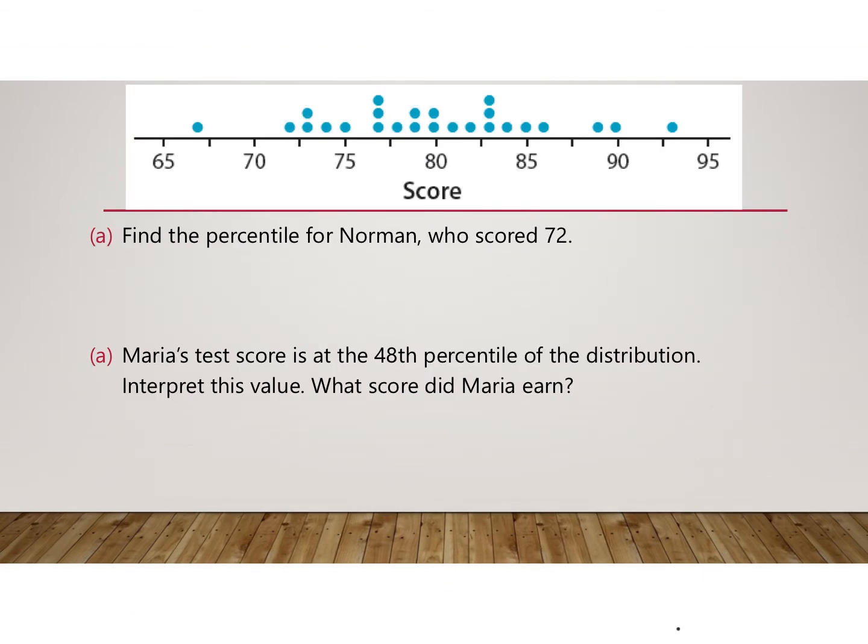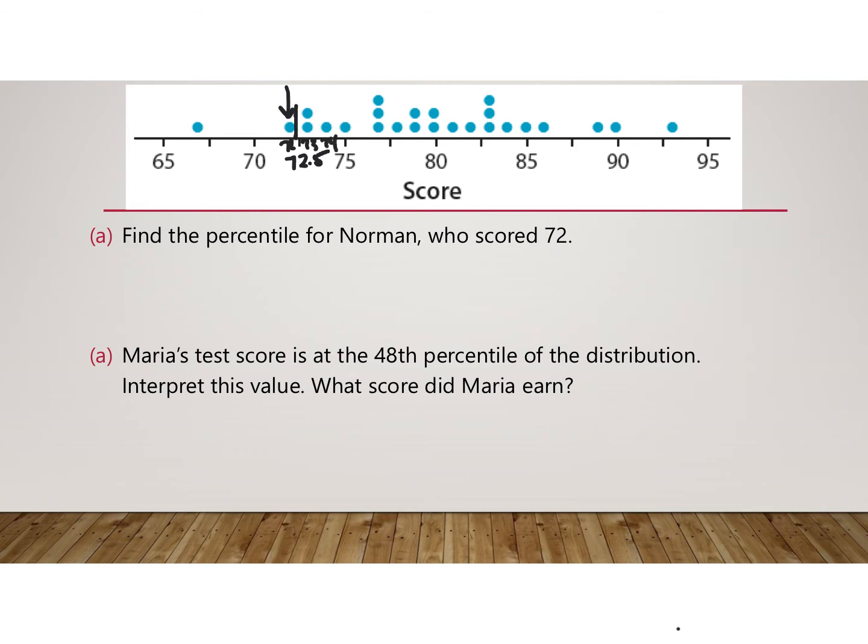This is the same dot plot that we had on the other slides. I just wanted to make sure we had it on this screen as well. Find Norman's percentile if Norman scored a 72 on the test. Where is Norman's score? Norman, a 72 would be this score, right? Because this has got to be 72.5. So this has to be 72, 73, 74.